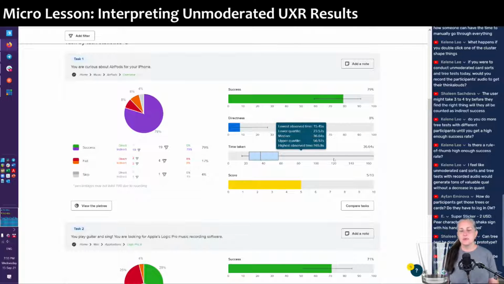And here's how much time people spent, but this is also a number I look at, 36 seconds. If you're not sure how long 36 seconds is, set a timer. You will not believe how long 36 seconds is.